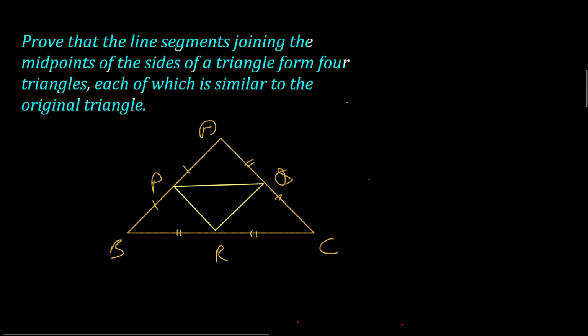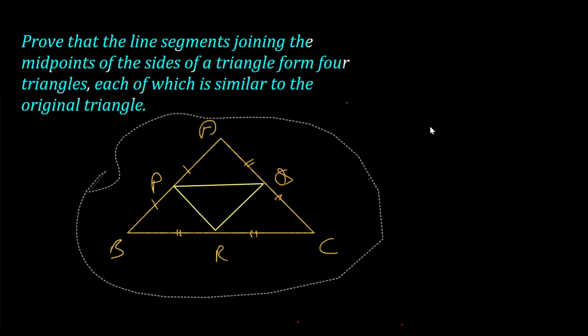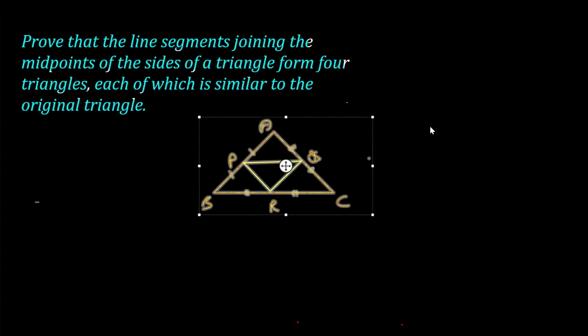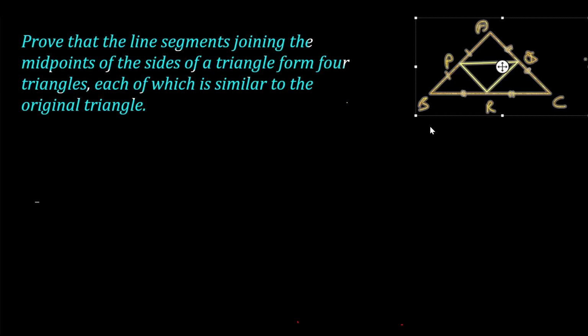Now, what we need to prove in this question is that there are four triangles, right? So let's say this triangle is similar to the original triangle, that is ABC. And we also need to prove this triangle, say APQ, is similar to this. And finally, we'll also be proving this triangle similar to this whole triangle and this to be. So let's begin with proving the central one, right? Proving the central one.